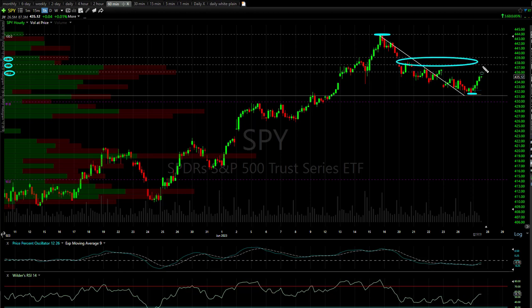There's that gap resistance right there I told you about. That'd be an upper bounce target zone. And the top of that gap comes in perfectly right here with the 61.8 fib. And the bottom of the gap comes in with the 50% fib.